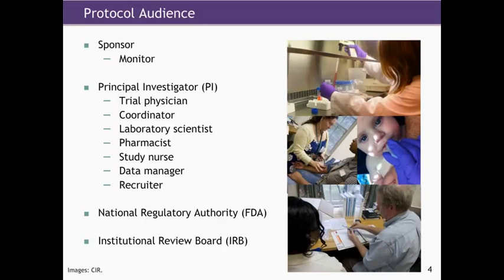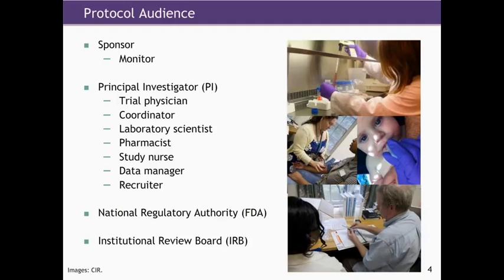The protocol document has a large audience. It's written by the sponsor and the investigator who designed the trial, and it serves as this guiding document for all those who are involved in the study. Vaccine trials are not a solitary endeavor, so if you're interested in getting involved in this business, realize that vaccine trials involve teams of dedicated individuals, and I've mentioned a few of the individuals here on this slide.